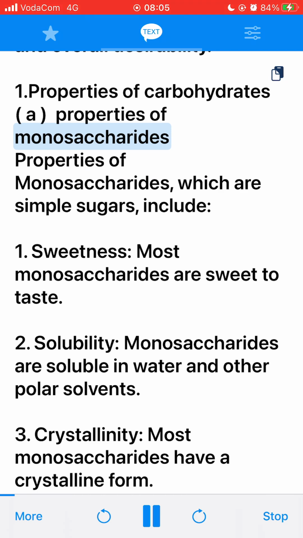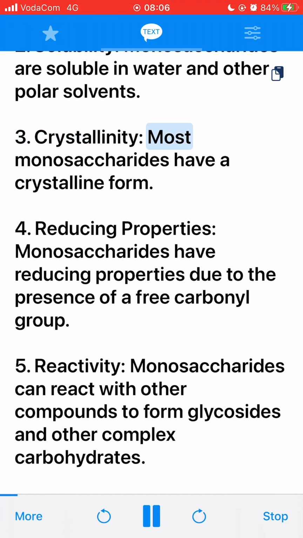1. Properties of carbohydrates. A. Properties of monosaccharides. Properties of monosaccharides, which are simple sugars, include: 1. Sweetness. Most monosaccharides are sweet to taste. 2. Solubility. Monosaccharides are soluble in water and other polar solvents. 3. Crystallinity. Most monosaccharides have a crystalline form.